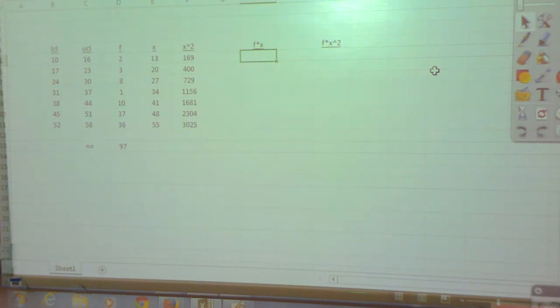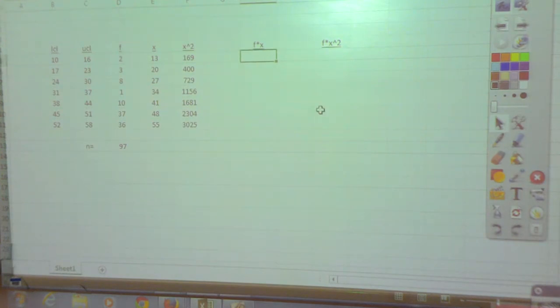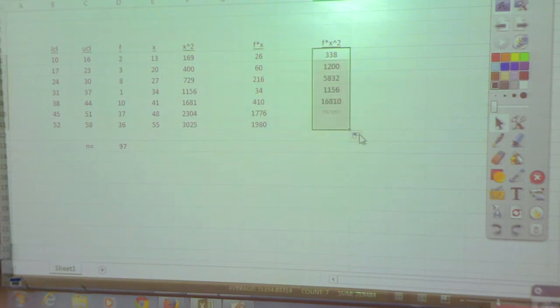So, F times X equals F times X, and enter, and we will copy that down. Notice those numbers, and equals F times X squared. And copy those numbers down. And we need a summation here. And a summation here. Now you have everything you need to find the mean and standard deviation.